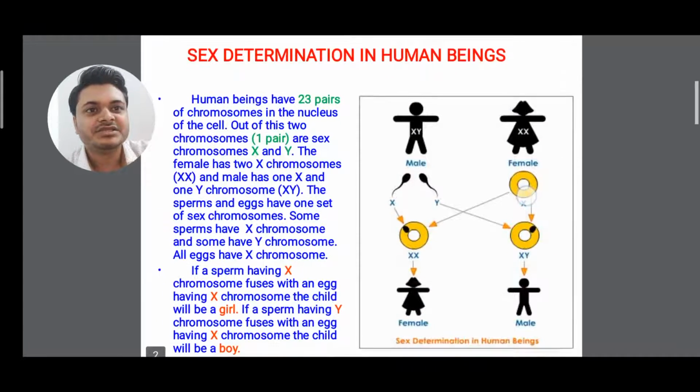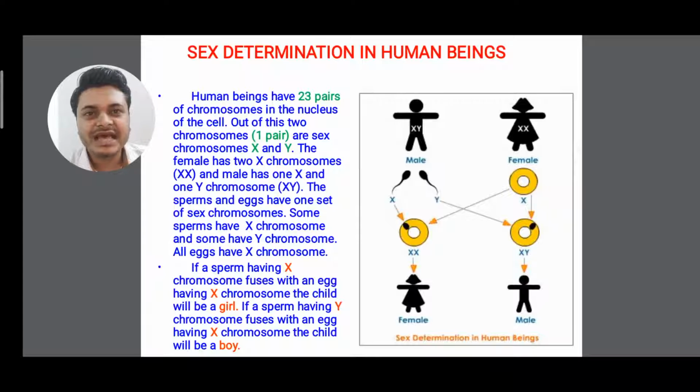See, in sex determination of human beings, we already know that human beings have 46 chromosomes. That means 23 pairs of chromosomes. In one pair there are two chromosomes. From the first pair till the 22nd pair are called autosomes, and the 23rd, the last pair of chromosomes for male and female both, is called the sex chromosome. The sex chromosome of male is XY and the sex chromosome of female is XX.